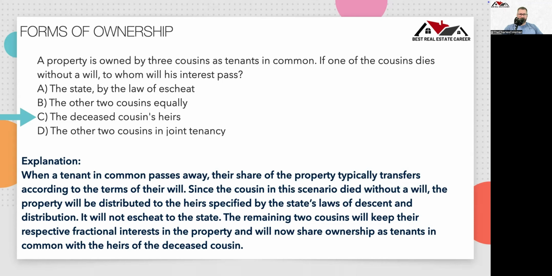Since the cousin in the scenario died without a will, the property will be distributed to the heirs specified by the state's laws of descent and distribution. It will not escheat to the state. The remaining 2 cousins will keep their respective fractional interest in the property and will now share ownership as tenants in common with the heirs of the deceased cousin.